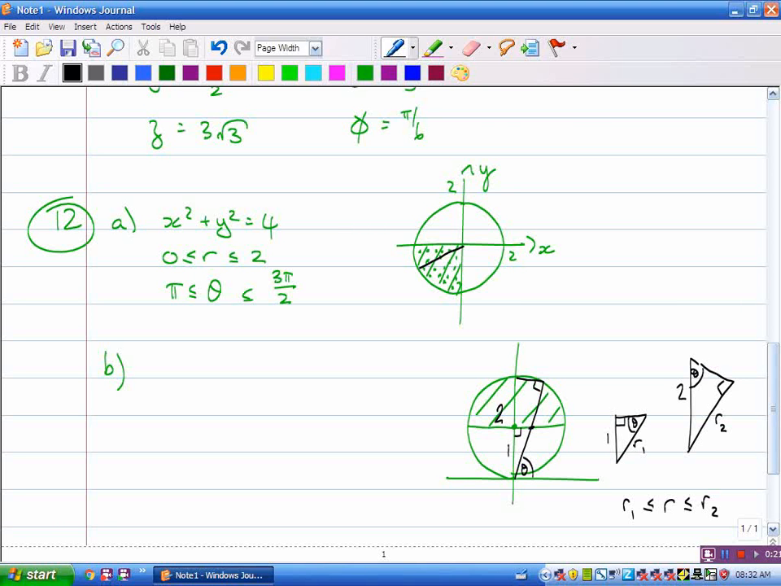Alright, so let's do some little calculations. We know that, where's theta? Theta's over there. So opposite over hypotenuse is sine theta. So R1 is cosec theta.